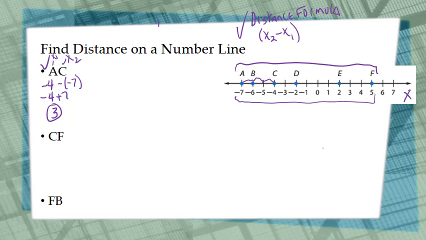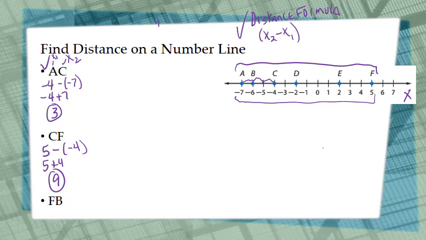So let's look at the next one, CF. Well, F is going to be my x2 coordinate. That's at 5. F is at 5. And C is at -4. So I got 5 minus -4. Those two negatives together are going to make that a plus. 5 plus 4. And the distance between C and F is 9.